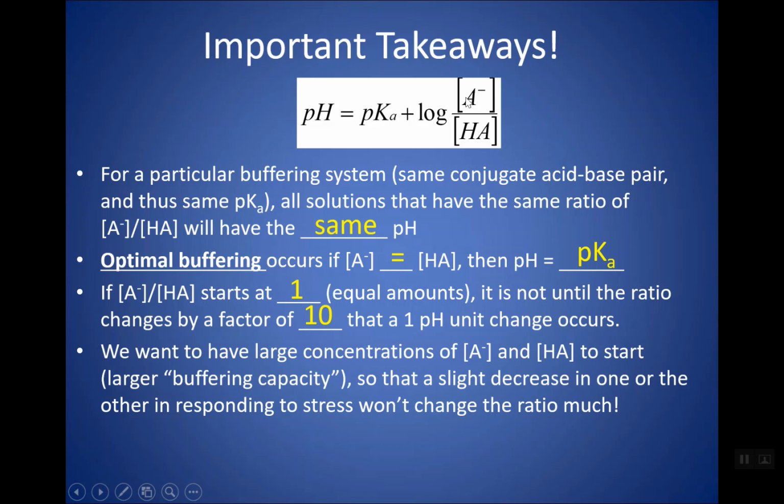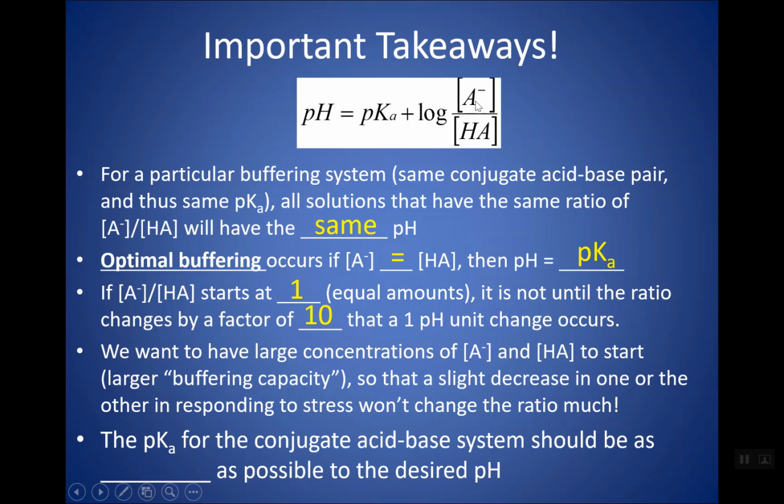Initially, again, we want to have large concentrations so that we have a large buffering capacity. Buffering capacity is how much buffer you have before it starts to run out and not work well, so that this ratio doesn't get changed much. And the pKa for any system should be as close as possible to the pH you want so that you can have an optimal buffer and start with roughly equal concentrations.